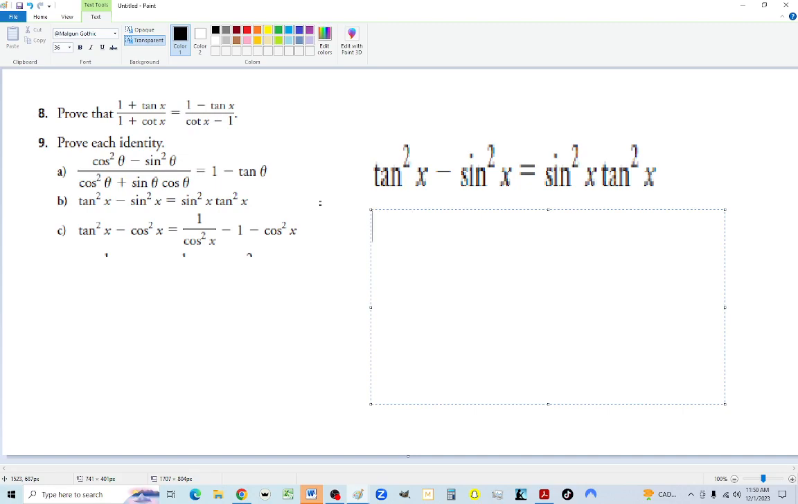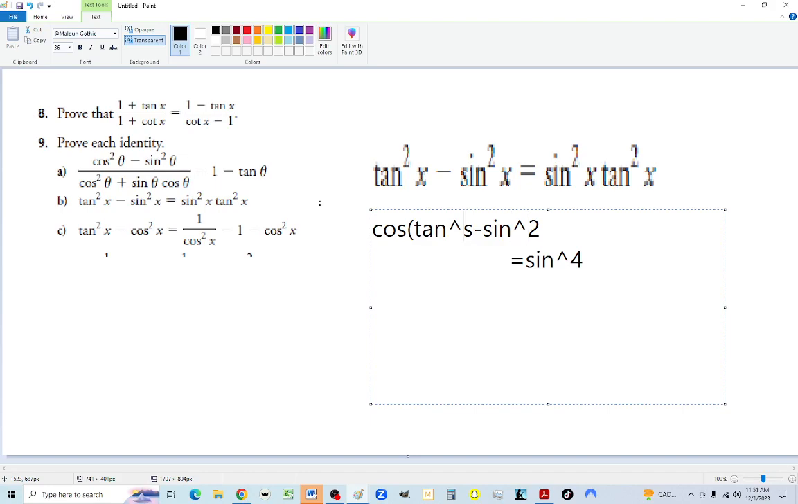Maybe we should just leave it on the right and focus on the left. Are they the same? Well, sine squared times tan squared is the same as sine squared over cos squared. Fair enough. So that's sine to the power of 4 over cos squared. Let's multiply both sides by cos squared. If I multiply the left side by cos squared, I get cos squared times tan squared minus sine squared.